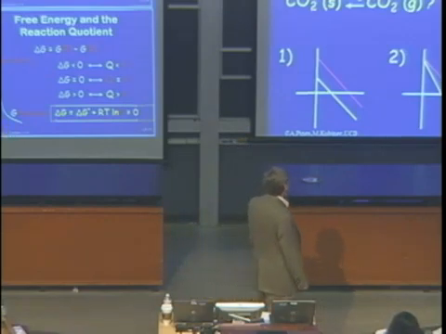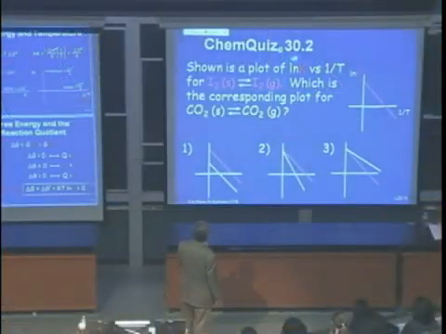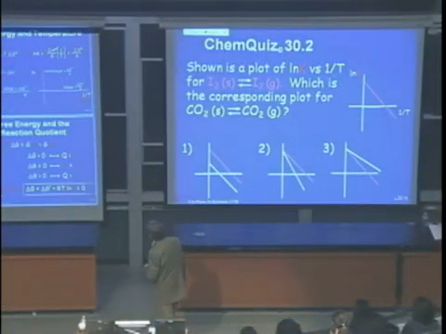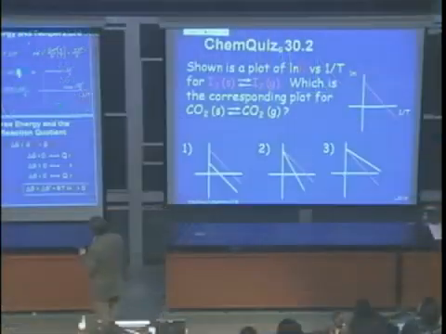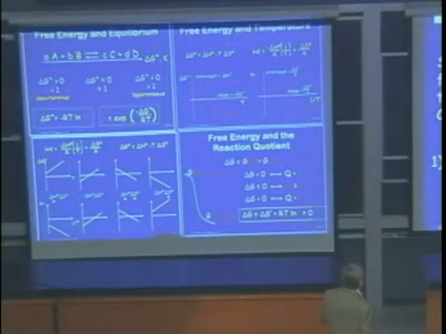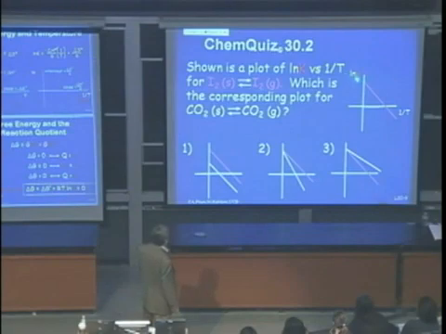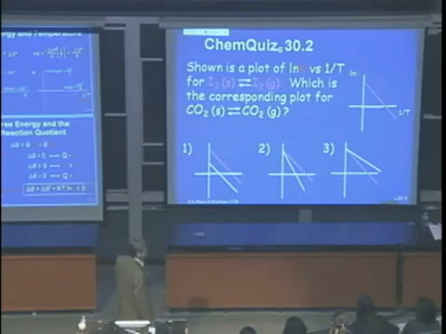And the second part is, you have ln k versus 1 over T. This is the intercept, and this will be the slope here. So this is for iodine. And what would be the one if you put CO2 going from the solid to the gas? Would it be A, B, or C? Why don't you think about it and give me your answer?